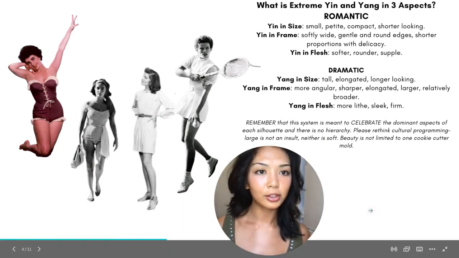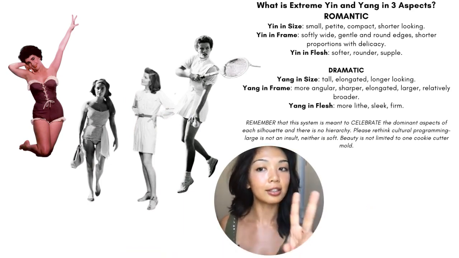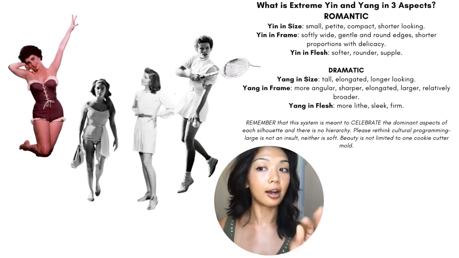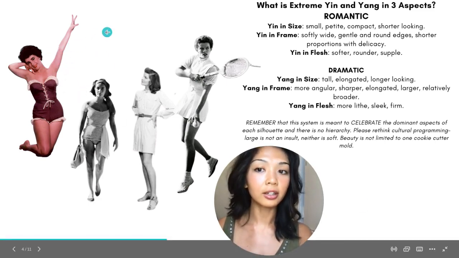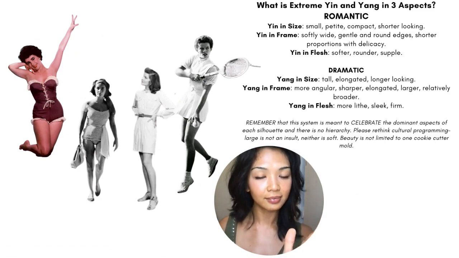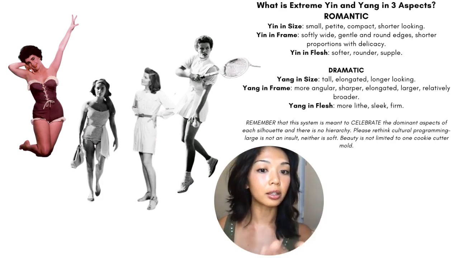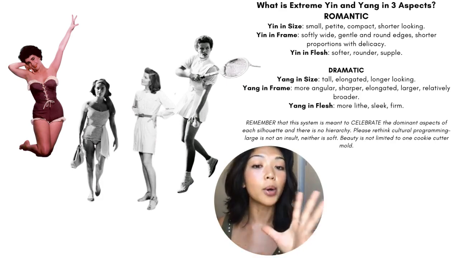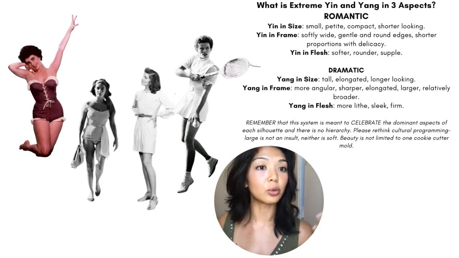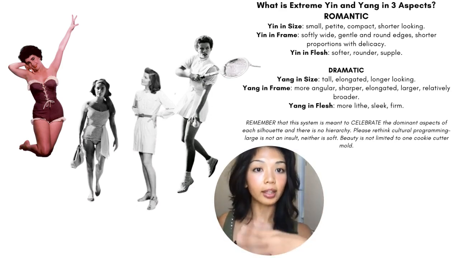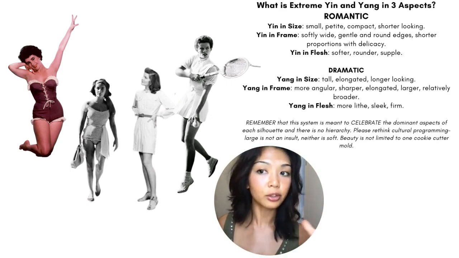All right, so what do extreme yin and yang silhouettes look like? Let's look at our examples for the romantics, the pure yins, and dramatics, the pure yangs. So let's start off with Liz Taylor over here. She is a romantic. She is yin in size, frame, and flesh. Yin in size, she's small, she's petite, she's compact, she's shorter looking. Yin in frame, her bone structure is softly wide. There's a lot of gentle and round edges. She's got shorter proportions with delicacy, especially at the wrists, the joints, the ankles, the knees, the elbows. And she's yin in flesh.